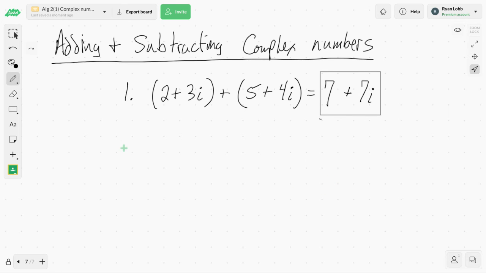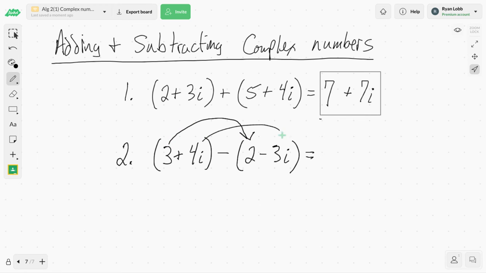Let's take number 2. Let's go with 3 plus 4i minus 2 minus 3i. Make sure you pay attention to your signs here. Now, one thing which I see, and I have trouble understanding, there's this subtraction sign here, which means we're subtracting these two numbers. We're subtracting 2 minus 3i from 3 plus 4i. Don't do this kind of thing where you distribute 3 times 2 and 4i times 3i and 4i times 2, and right? This isn't multiplication, so don't multiply. You are subtracting. Just read across.